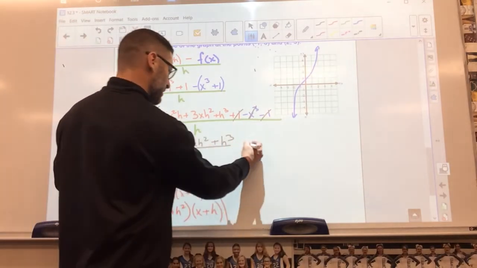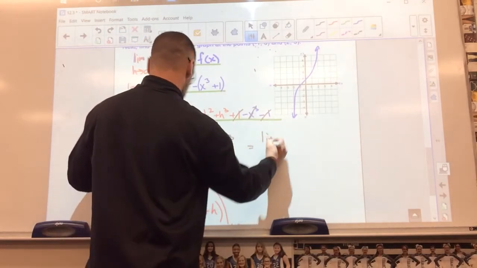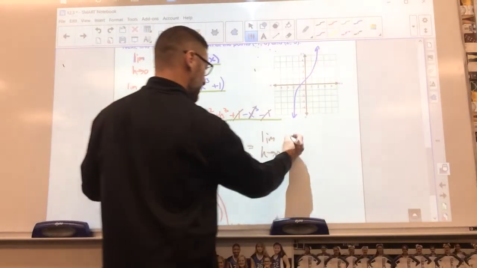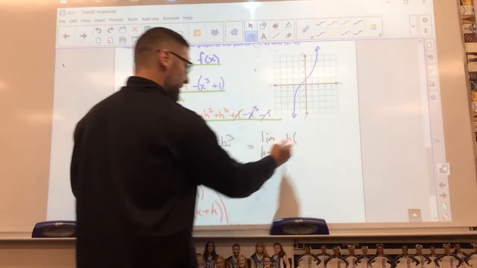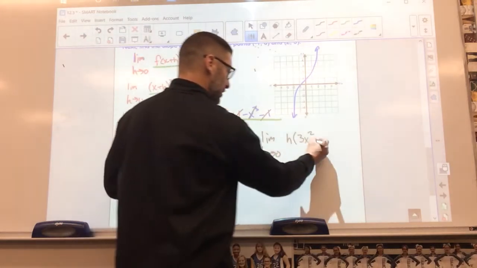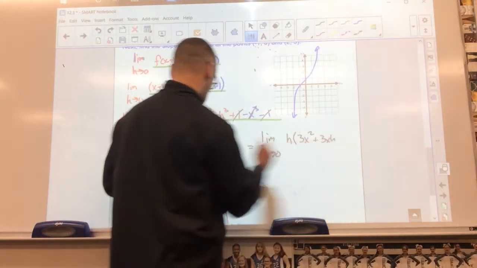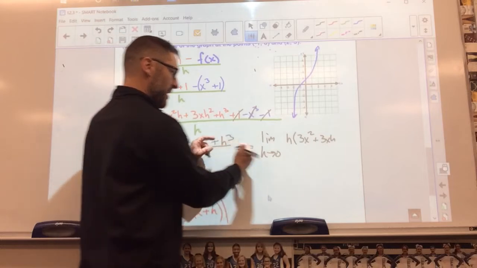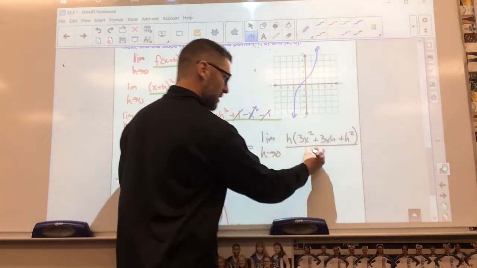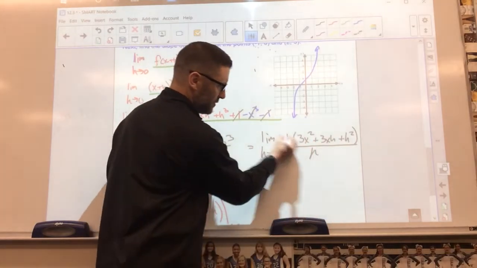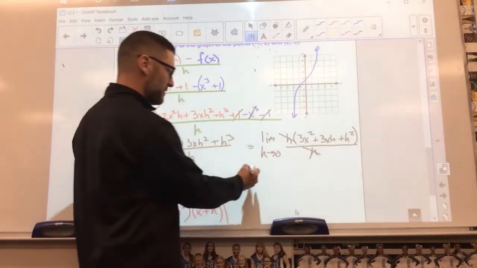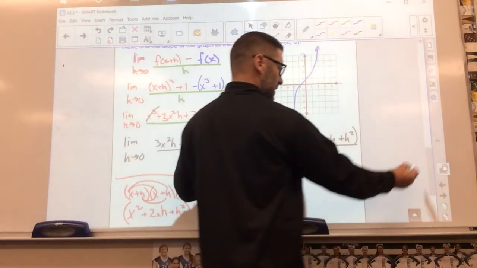They all have an h in there. Find the limit as h goes to 0 of, let's pull an h out of that one. I'm left with 3x squared. Let's pull an h out of that one. I'm left with 3xh. Let's pull an h out of that one, plus h squared, all over h. And those h's will wipe each other out. That's the whole reason we factor it. Okay.